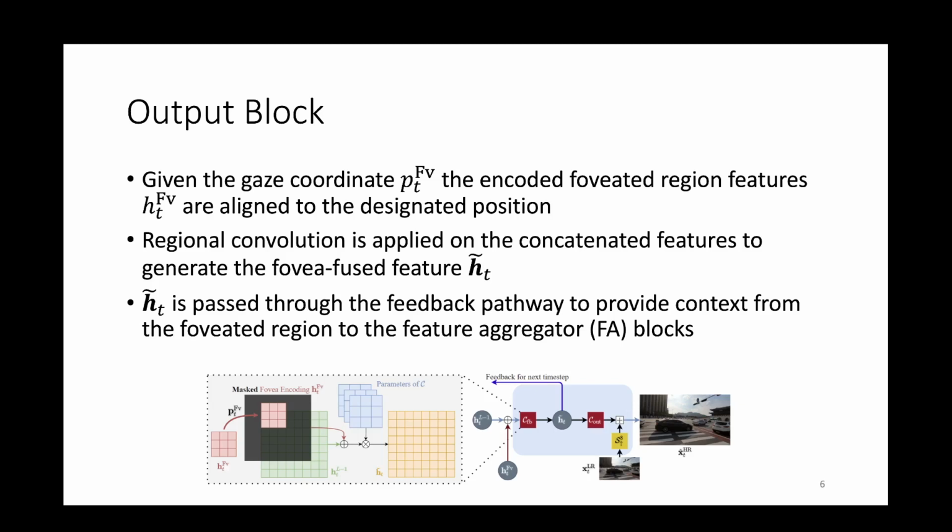Next, we show the output block. The encoded foveated region features H_T are aligned by indexing the position using the gaze coordinate P_T of the attached eye tracker. To minimize the computation cost, regional convolution is applied to the concatenated features to generate the forward field features H_T tilde. Before the generation of the final frame, the forward field feature is passed through the feedback pathway to provide context from the foveated region to the feature aggregation blocks to super resolve future frames.